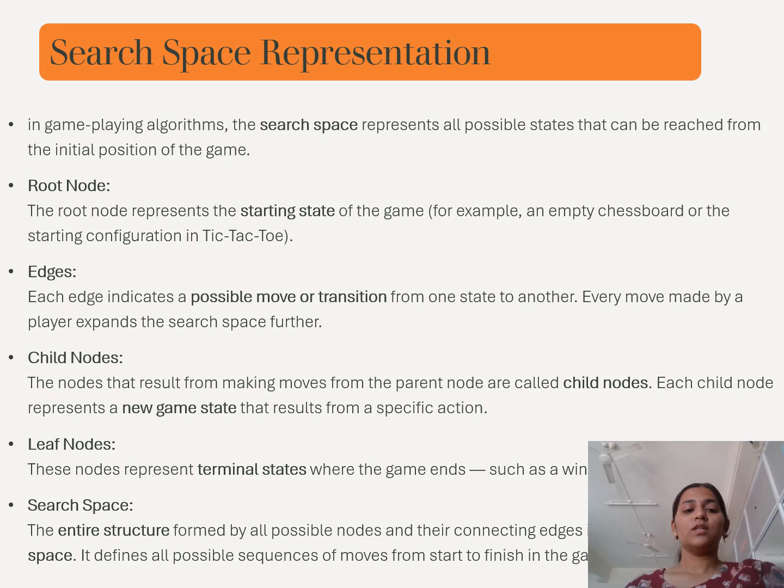Next is the child node. The nodes that result from making a move from the parent node are called child nodes. Each child node represents a new game state that results from a specific action. Leaf node: this node represents a terminal state where the game ends, such as a win or lose. Search space: the entire structure forms all possible nodes and their connecting edges. It defines all possible sequences of moves from start to finish in a game.